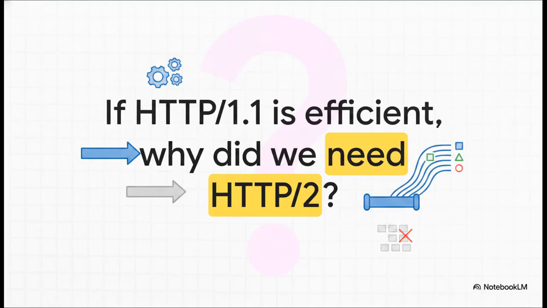But as always in tech, solving one monumental problem eventually uncovers the next one, right? So I'll leave you with this final provocative question. If HTTP/1.1 is so remarkably efficient, why did the world eventually need HTTP/2? Just think about that head-of-line blocking we just discussed and the inherent limitations of a text-based protocol that physically cannot multiplex concurrent streams over a single connection.